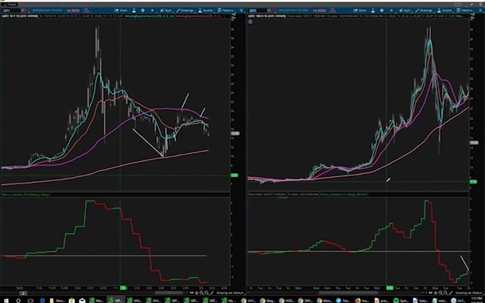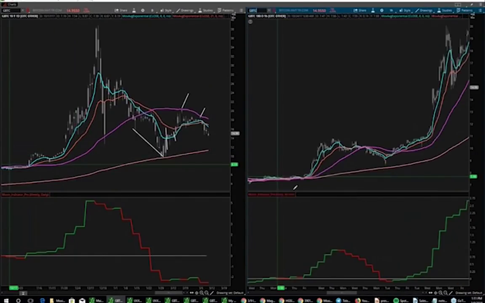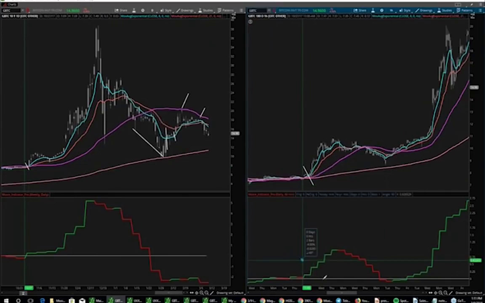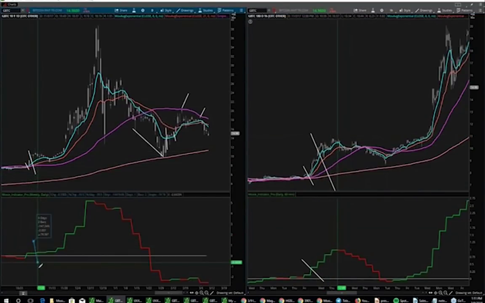I can show you this. This is where I was willing to get in before. I zoom in out. See that? Here is price over the moving average, and here is the indicator over zero. There you go, entry. Same thing over here. Here is price over the moving average. Here is the indicator over zero. That was a good entry.